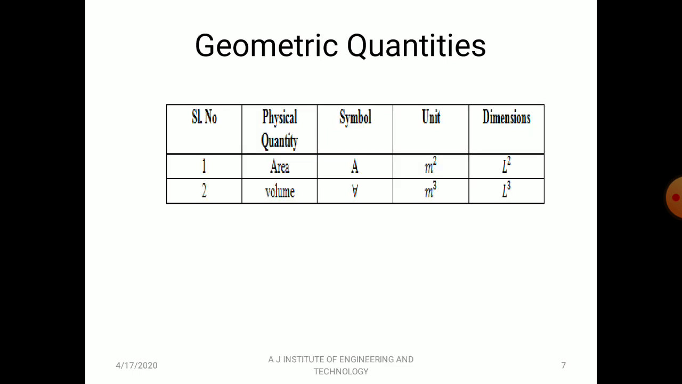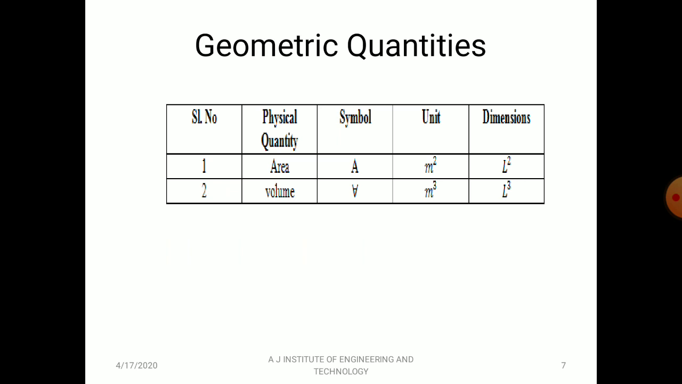Next, geometric quantities. These are involved with the shape and size of the quantities or equipment, so that's why they are called geometric quantities. The first one is area. It is represented by capital letter A, the unit is meter square, so the dimension becomes L square.